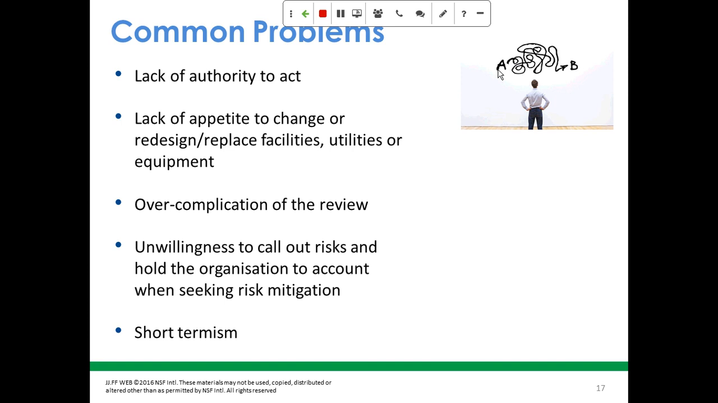Of course, what the organization needs when embarking on this kind of program is the individual, departmental, and organizational courage to call out the concerns, to actually codify and share those concerns, and then hold ourselves as individuals or departments or organizations to account, and then seek effective risk mitigation.